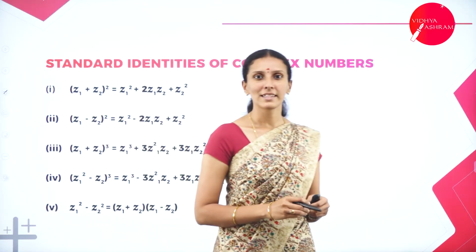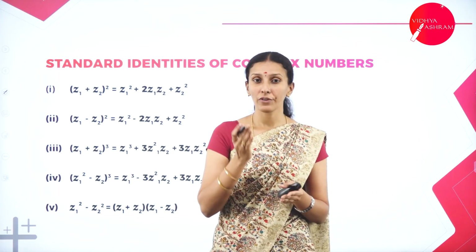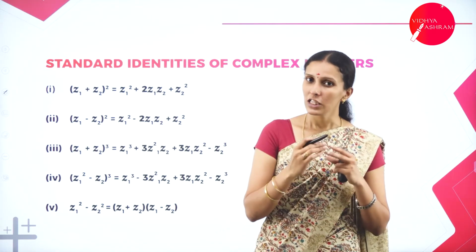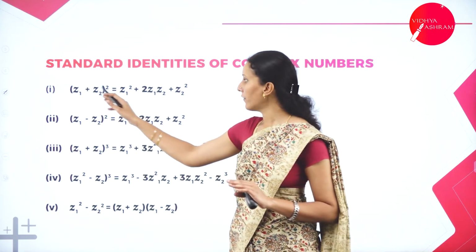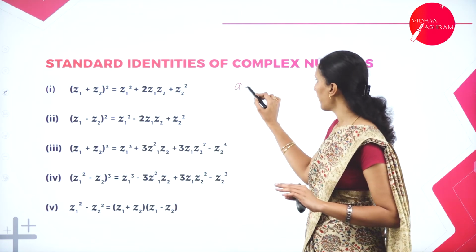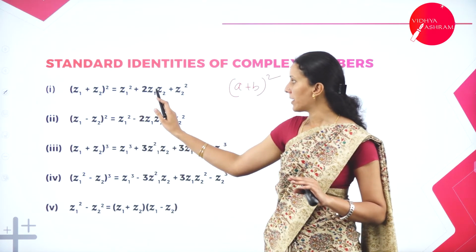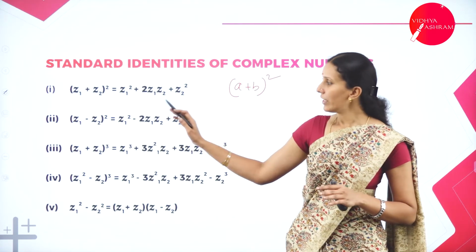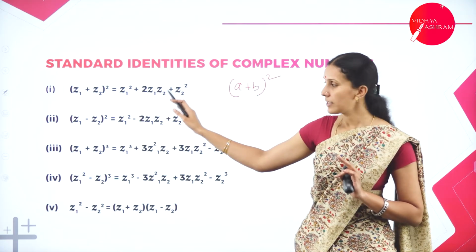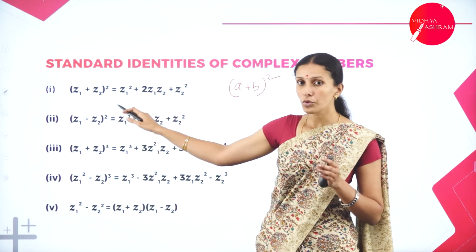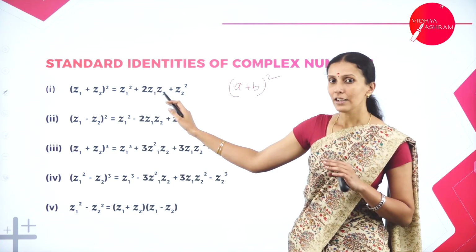Next, we come across the standard identities of complex numbers. Whatever identities you have learnt in your algebra, the same thing applies here in terms of complex numbers. This is the formula for (a plus b) whole square. What does (a plus b) whole square say? a square plus 2ab plus b square. In the same way, you have z1 and z2: z1 square, 2 z1 z2, z2 square. You know how to square now, you know how to product now. So this is the identity we can use.